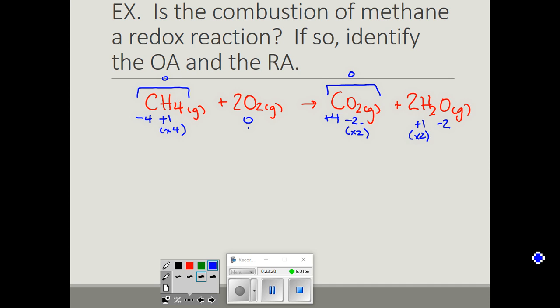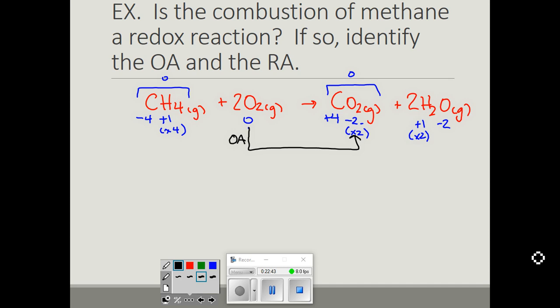So the oxidizing agent gets reduced. That means its oxidation number decreases. So oxygen had to have been my oxidizing agent. Why? Well, it started out with an oxidation number of 0, and it went to -2.